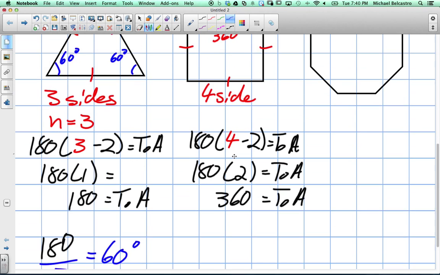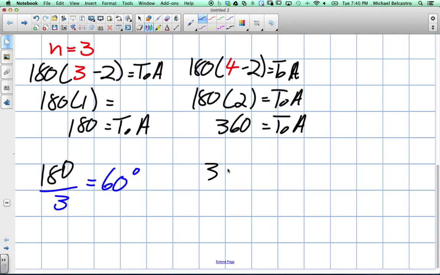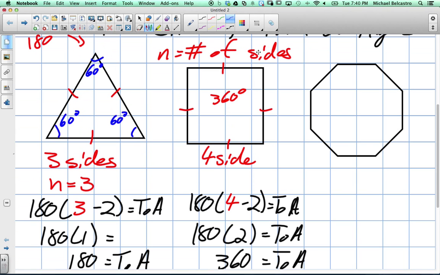What about our 4-sided shape here? We're going to evenly split it 4 times. So 360 divided by 4. What is that going to give us? 90. That's right. And that's exactly what a square is, right? A square is going to have 4 90-degree angles. So finally, this is a regular polygon to start, so all the sides are the same length. Let's count how many they are. 1, 2, 3, 4, 5, 6, 7, 8. So we have 8 sides.